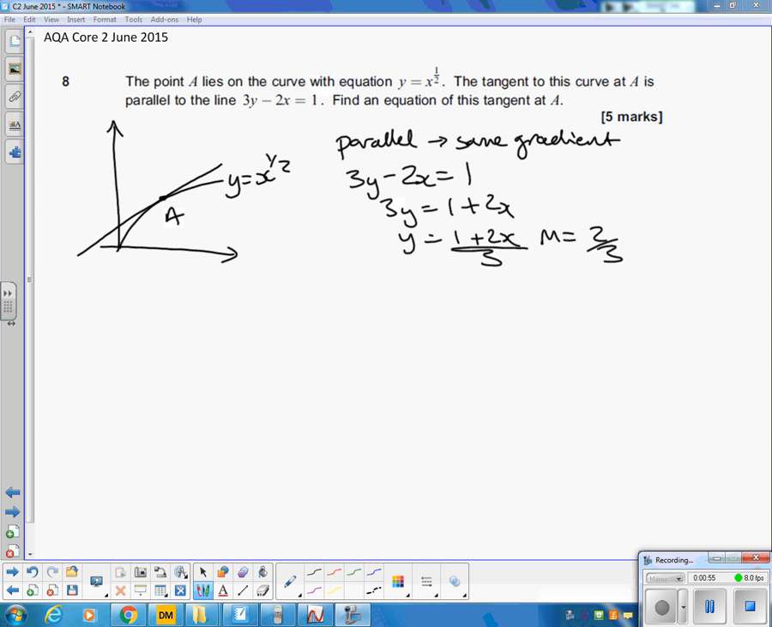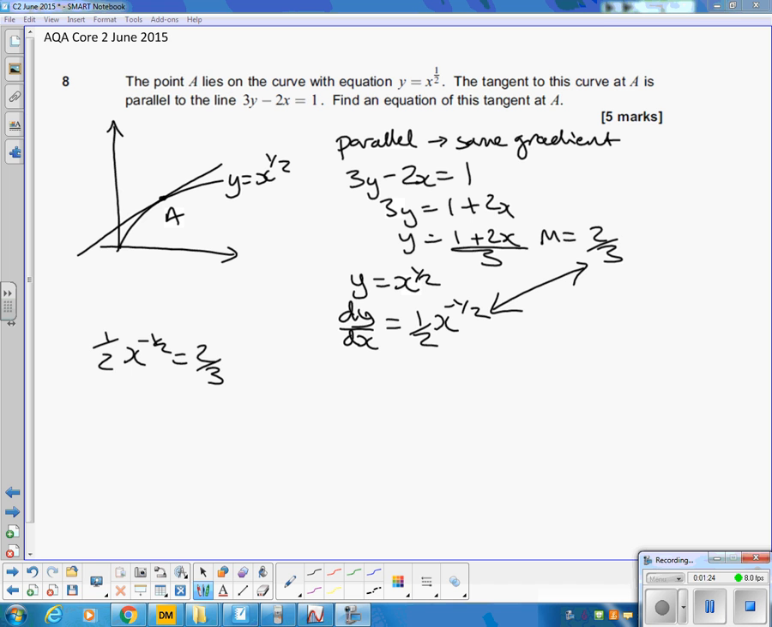Right, how would we normally find a tangent? We would normally find a tangent by starting out by differentiating. One of the ways to find a tangent is to differentiate the curve. So dy/dx is a half x to the minus a half. Right, dy/dx gives us the gradient of the tangent. So we know that must be 2/3 because it's got to have the same gradient as the line. So a half x to the minus a half has got to equal 2/3.